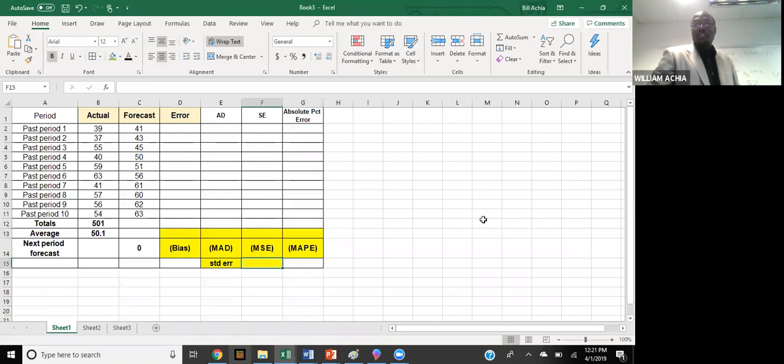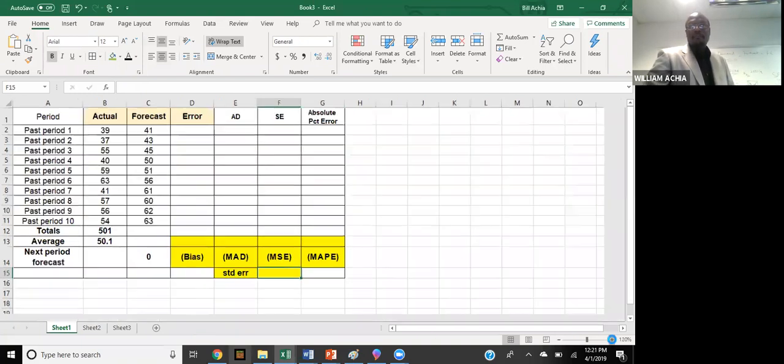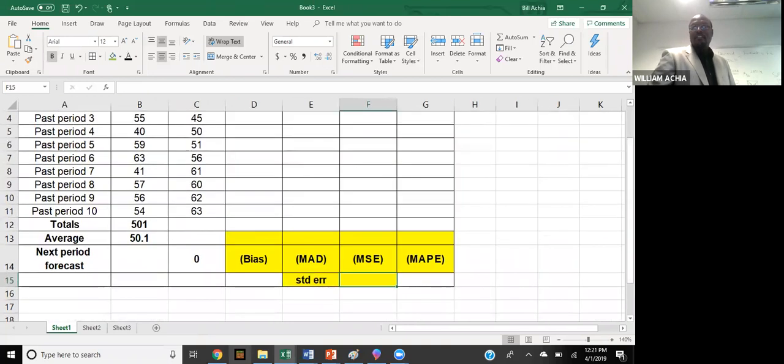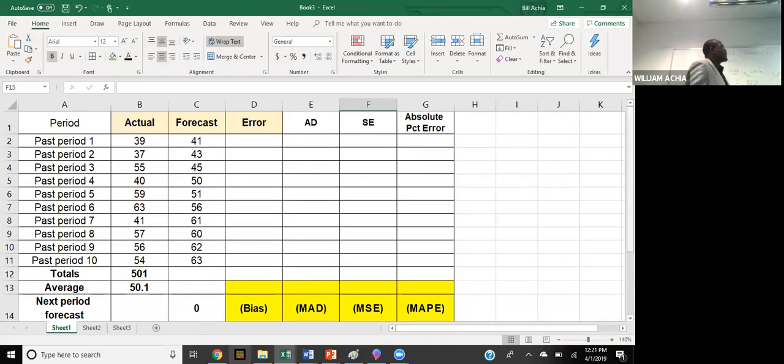And let's just start with these figures here. Okay. So if you remember what we said, for you to calculate your measures of forecast error, you have to have information associated with your demand and information associated with your forecast. So let's look at this information here.